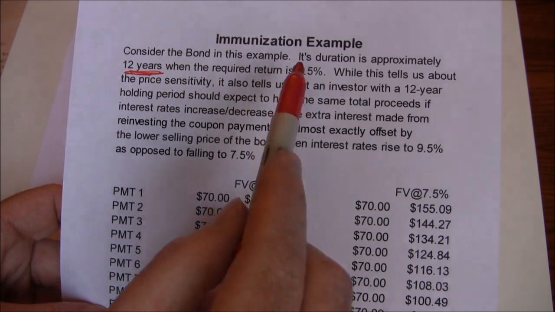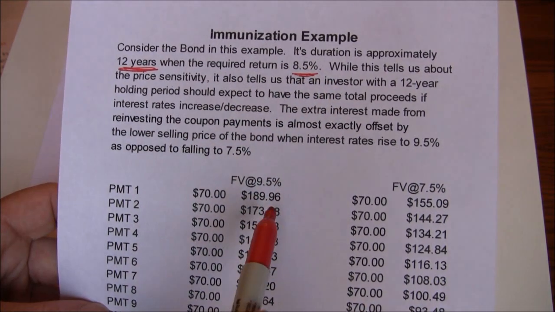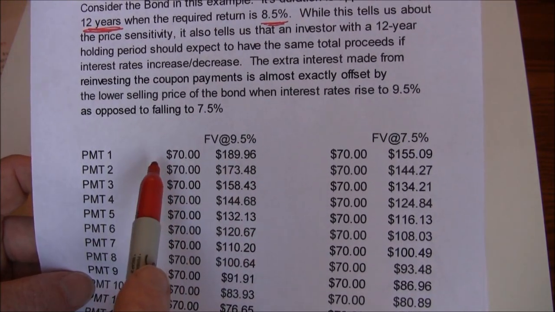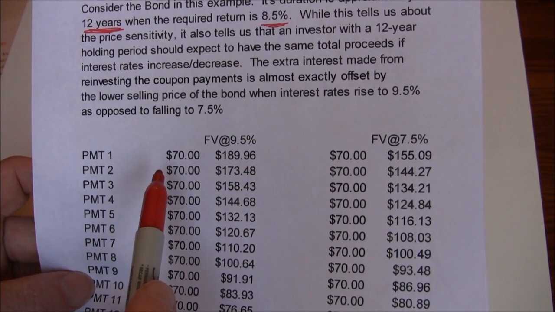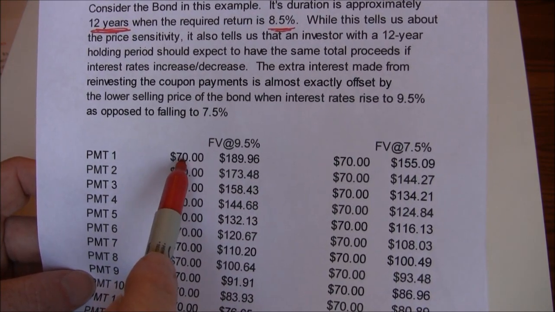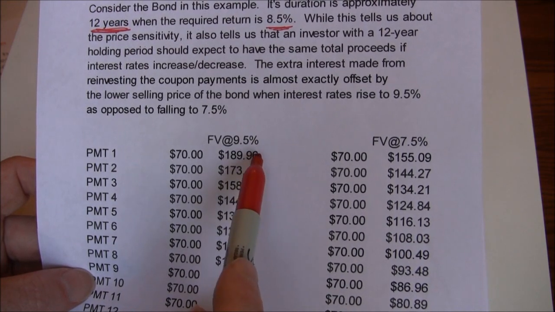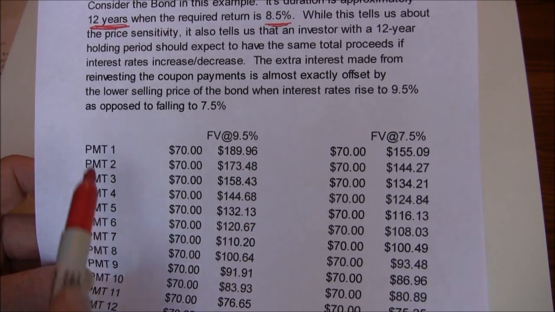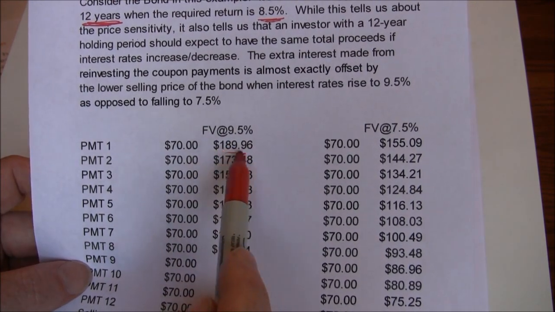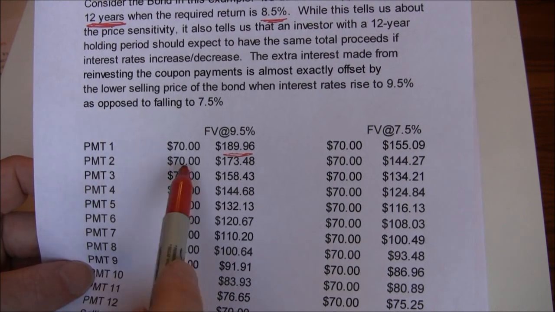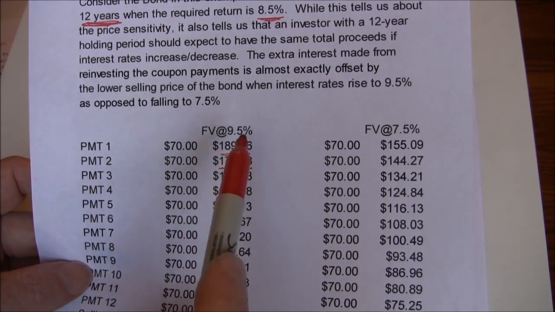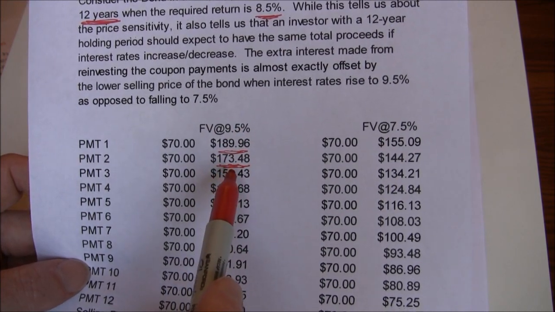So if we have a bond with a duration of 12 years, what happens as interest rates go up? We're starting out with an 8.5% return. As interest rates go up, I can reinvest these coupon payments. It's a 7% coupon bond, and that coupon payment that I receive in year one, I get to reinvest now for 11 years, because remember, I'm going to hold it for 12 years and then sell it off. So I reinvest that for 11 years and it's worth $189. Next year I get another coupon payment, reinvest that for 10 more years at 9.5%, it's worth $173.